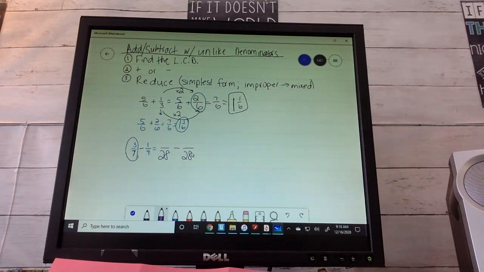How do we get from 7 to 28? Times it by 4. If we do that on the bottom, Devin. Thanks, Devin. What'd you say? Times the bottom by 4. We have to times the top by 4. 7 times 4, 28. 3 times 4, 12. How do we get 4 to 28? Times it by 7. Times the top by 7. Cool beans.